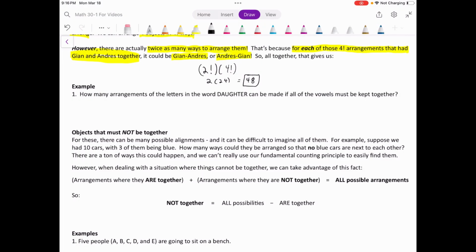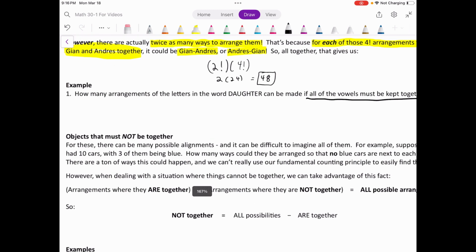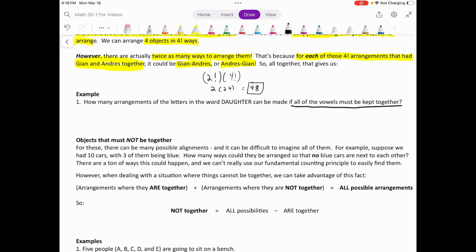So it says, how many arrangements of the letters in the word daughter can be made if all of the vowels must be kept together? Okay, so let's just group them. We're not allowed to split them up. And we can think of them as basically being one letter, right? We've got A, U, E. Those are our 3 vowels. And they're not allowed to not be next to each other, okay?